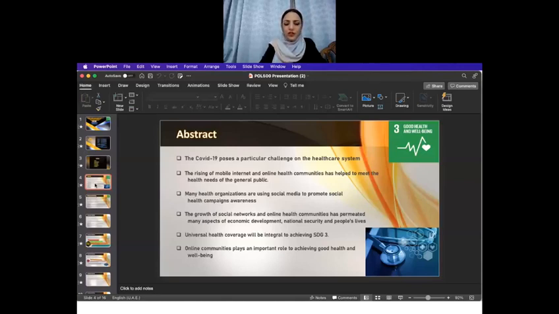The growth of social networks and online health communities has permitted many aspects of economic development, national security, and people's lives. Universal health coverage will be integral to achieving SDG 3, which is health sustainability. Online communities play an important role in achieving good health and well-being.